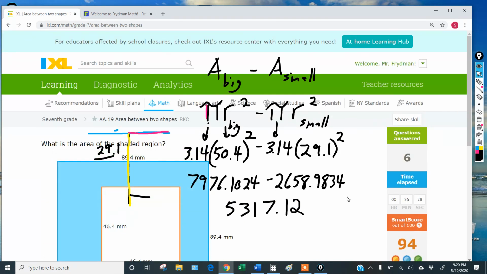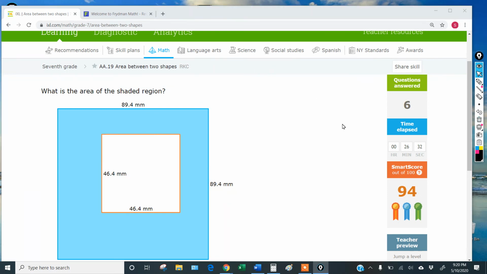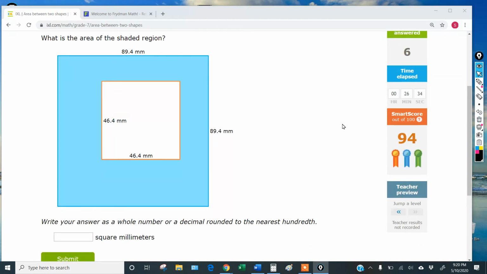Oh, okay. All right. And let's see. What is the area of the shaded region? Okay, it looks like this is the same as all the others. So I am going to end the video there.